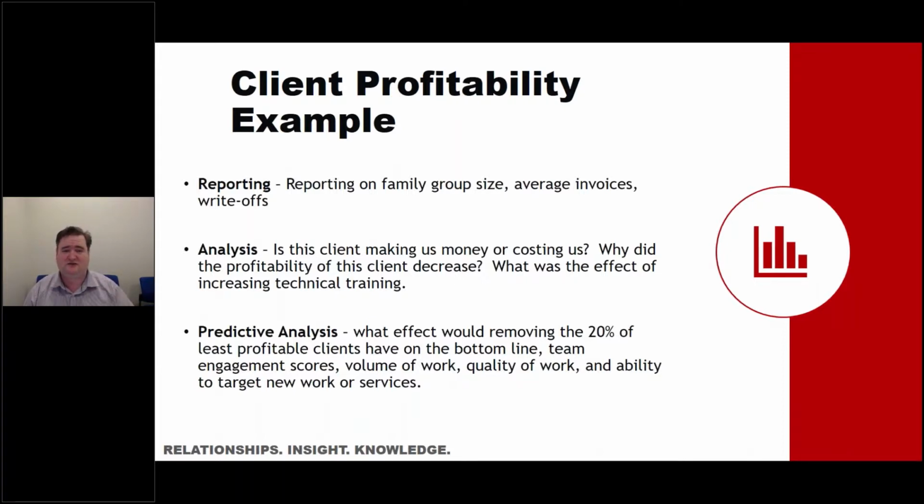And with predictive analysis, we can move into things like, if we remove the bottom 20% of least profitable clients, how would our workflow look? How would our team engagement scores work if they knew they weren't having kitchen table work or write-offs, or the volume of the work? What would happen to the quality of the work and the ability to target new work and services?